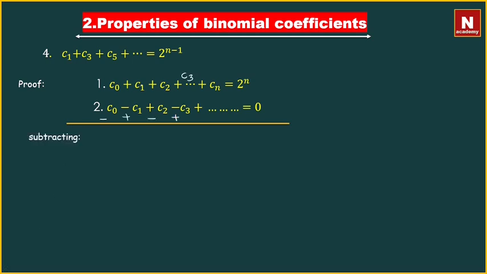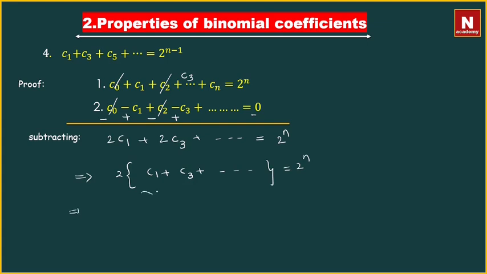Subtract 1 and 2. Now here, for the odd suffixes, C0 minus C0 gets cancelled. Plus C1 minus minus C1 is 2C1. Plus C2 minus C2 gets cancelled. And here we have plus C3 minus minus C3 is 2C3 and so on. So the remaining terms are 2C1, 2C3 and so on. Here this is 2 power n minus 0, which is 2 power n again. Now 2 common in each and every term, so C1 plus C3 plus and so on equals 2 power n.